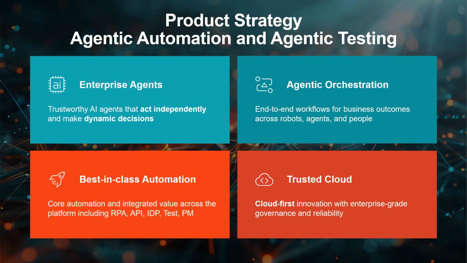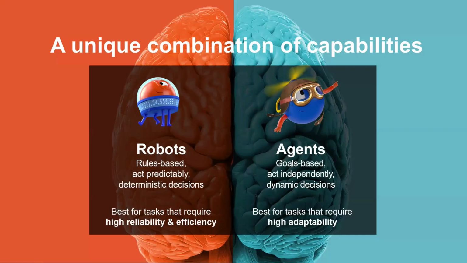And this is really the ability to orchestrate robots, agents, and humans across many agentic workflows. And agentic automation is the concept of combining industry-leading AI, automation, and orchestration so that you can achieve consistent enterprise business results. And of course, this is all supported by UiPath's Trusted Cloud, which gives you enterprise-grade governance.